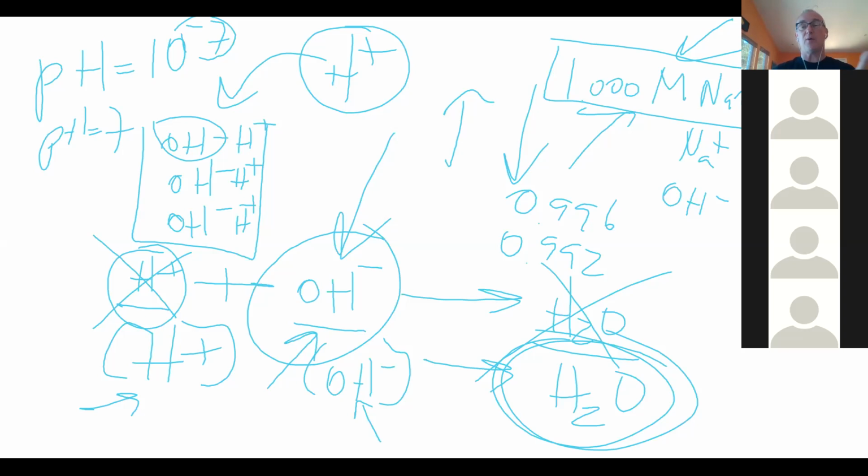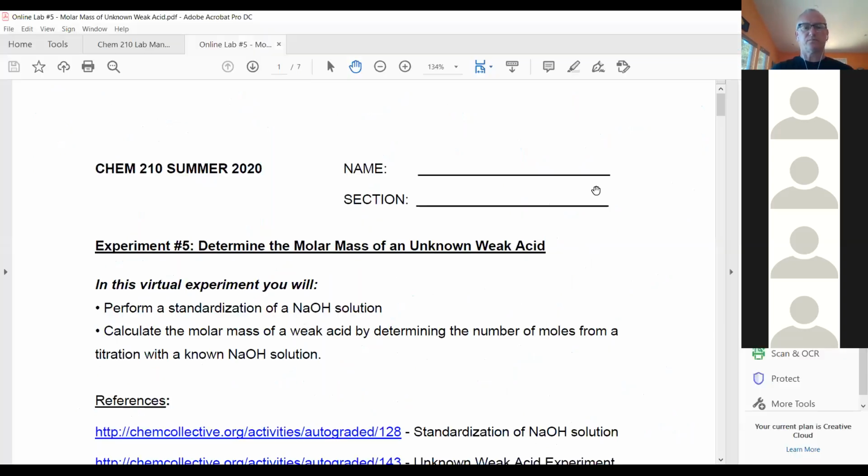You can either follow a titration with a pH meter, or you can use an indicator like phenolphthalein that changes color. All right, so let's go back to the online lab.